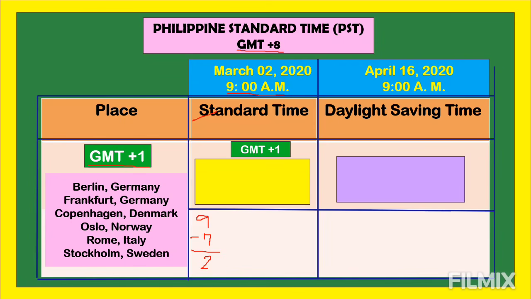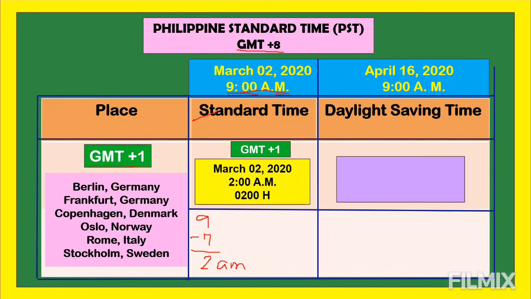So how do we know again that it is 2 a.m. or 2 p.m.? Looking back to our time, we are at 9 a.m. Then we're going to move backward. So it means that this is 2 a.m. Their time and date is equal to March 2, 2020, 2 a.m. And we can write that into a 24-hour clock, that is 200 hours.